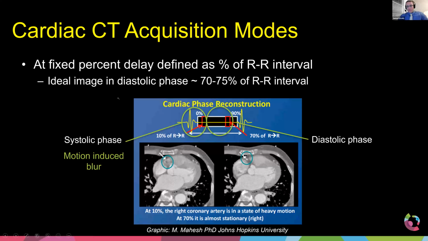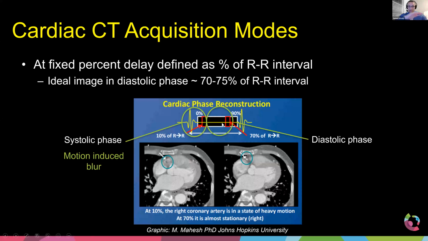Where do we typically want to image? Well, traditionally, people say 70% or 75%. So let's look at that for a second. In this example, coming out of Johns Hopkins, it's a university hospital here in the US. If you look at the systolic phase over here, the QRS and T complex, after a certain percentage of time, if you go about 70%, that is basically diastolic.